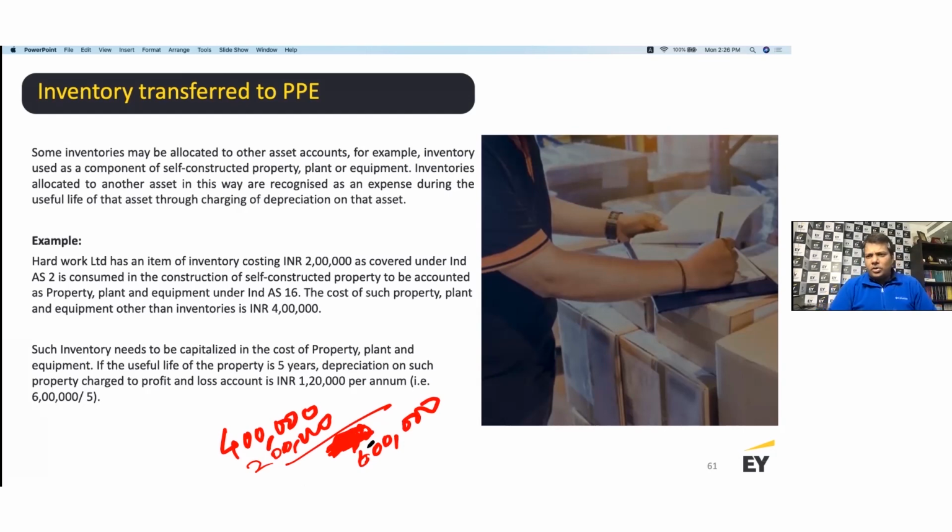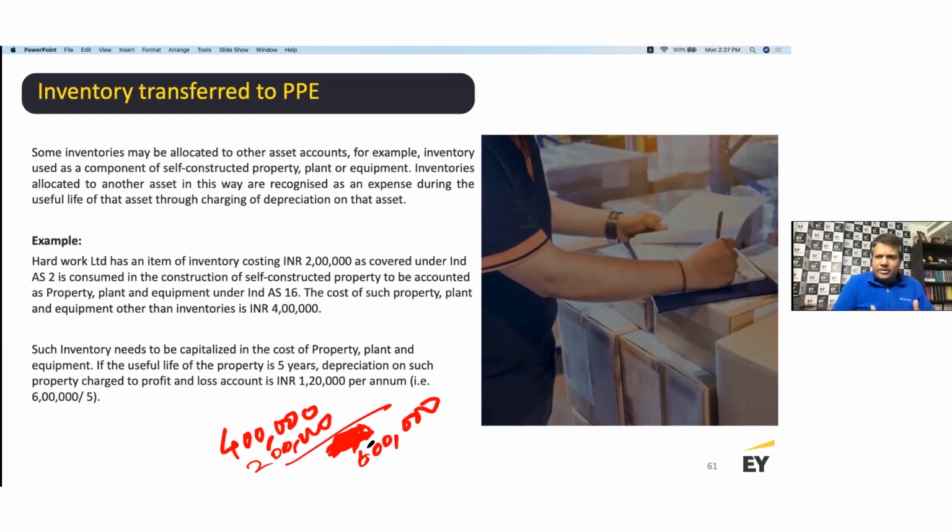So we've talked about a whole host of stuff. When you look at inventory, the accounting principle for inventory is at cost. Then we talked about what all goes into cost: purchase cost, conversion cost, and other direct costs, like interest cost or other costs which are necessary to bring the inventory to its present condition and location.